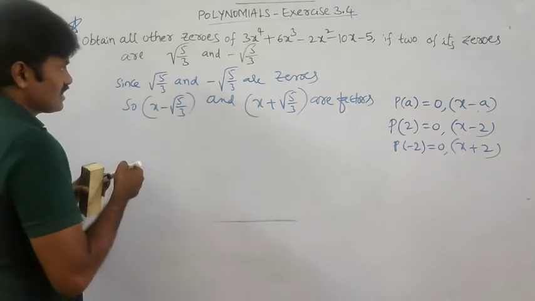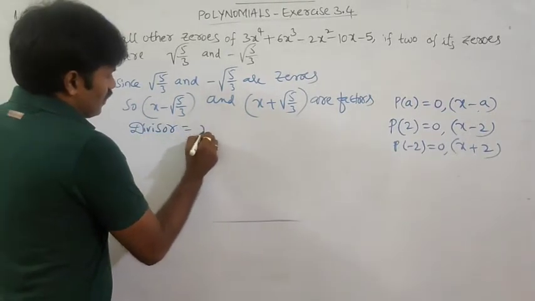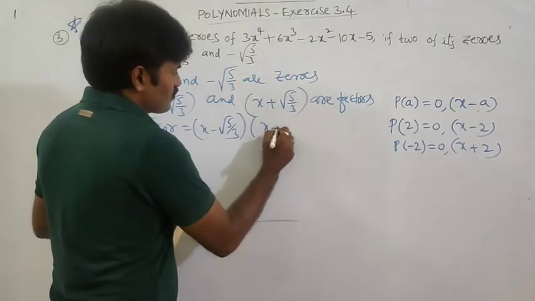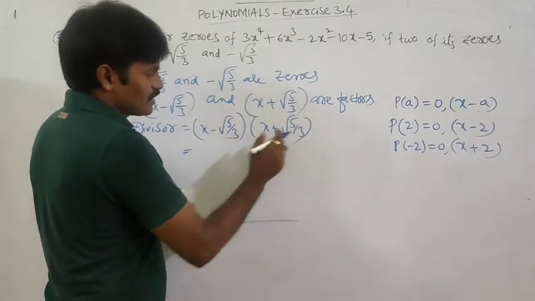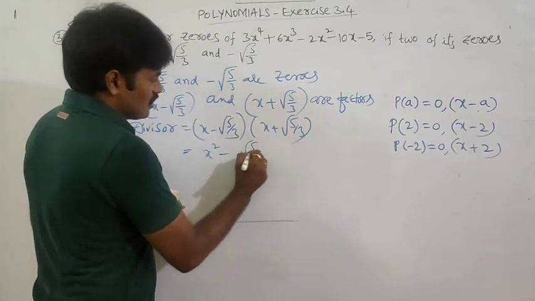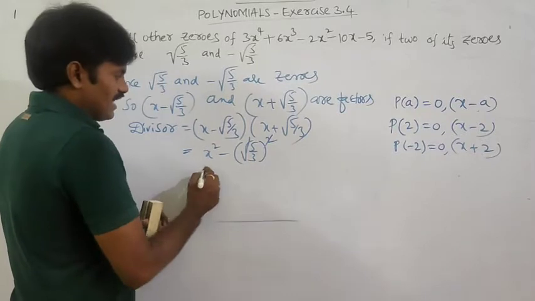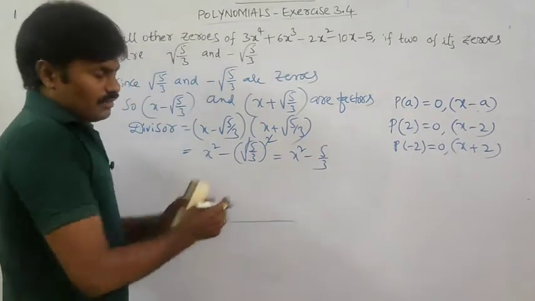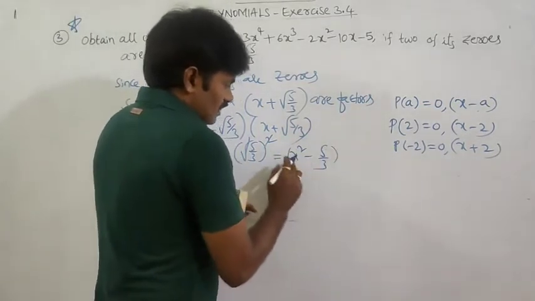So now our divisor is the product of these two, x minus square root of 5 by 3 into x plus square root of 5 by 3. Their product is like the formula a minus b into a plus b, so a square minus b square. So x square minus square root of 5 by 3 whole square. The square and square root cancel, so x square minus 5 by 3 is a polynomial of degree 2. So this is the product we got.